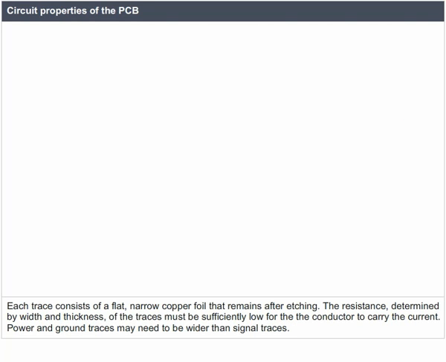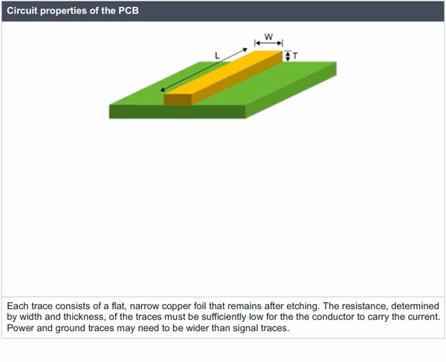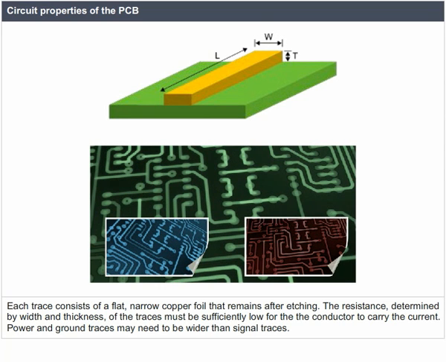Circuit properties of PCB. Each trace consists of a flat, narrow copper foil that remains after etching. The resistance determined by width and thickness of the traces must be sufficiently low for the conductor to carry the current. Power and ground traces may need to be wider than signal traces.